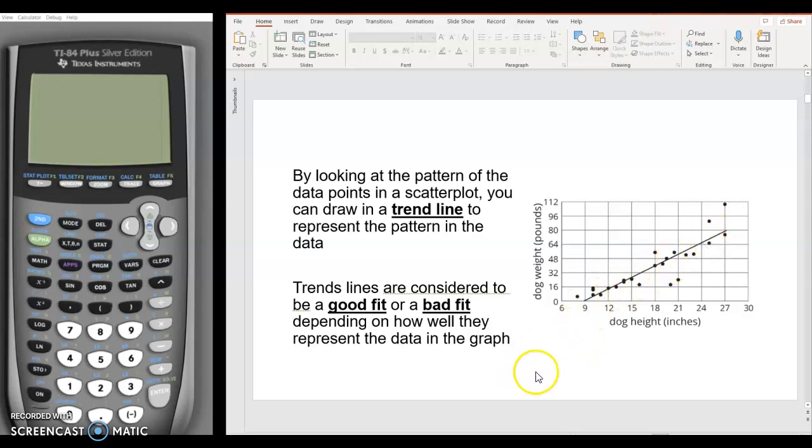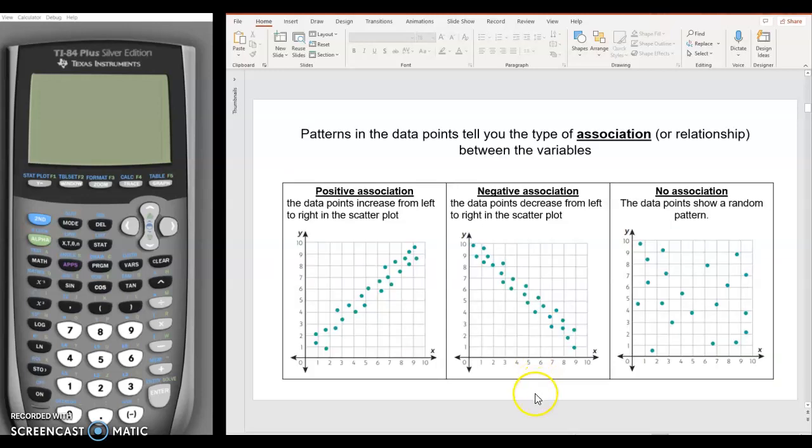The trend lines are considered to be a good fit or a bad fit depending on how well they represent the data in a graph. So patterns in the data points can tell you the type of association or relationship between the two variables. If the data points increase from left to right in the scatter plot, you have a positive association. If the data points decrease from left to right, you have a negative association. If the data points show a random pattern, you have no association.